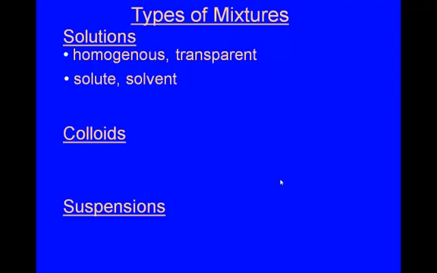making Kool-Aid, where the packet of Kool-Aid is going to be the solute, and you're going to put that in the solvent, which is water. You mix the two together. In your body, an example would be your bodily fluids like lymphatic fluid, cerebrospinal fluid, synovial fluid, or even your plasma. Let's move on to a colloid.